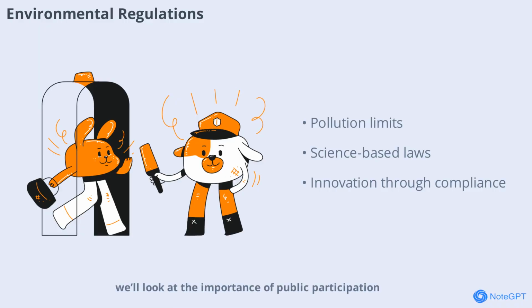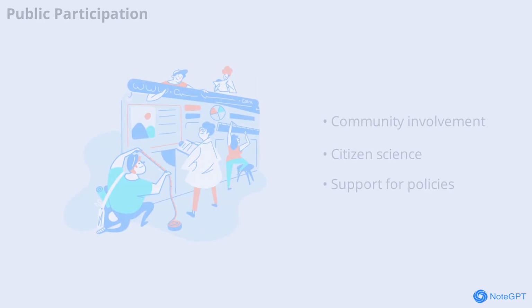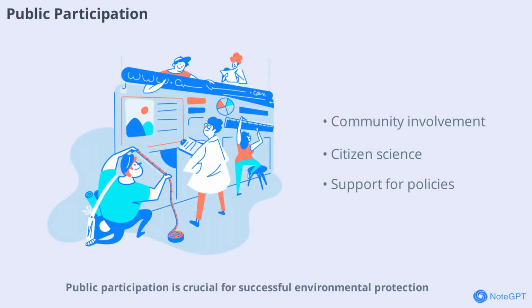Next, we'll look at the importance of public participation. Public participation is crucial for successful environmental protection. People can get involved by joining local groups, attending public meetings, and supporting environmental initiatives. Citizen science projects allow individuals to collect data and contribute to research. When communities are engaged, environmental policies are more effective and widely supported.